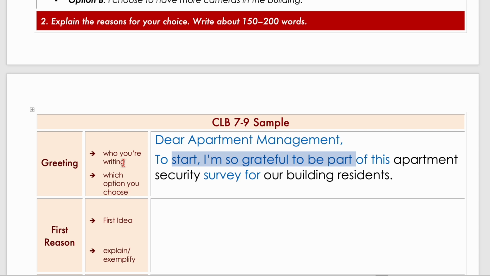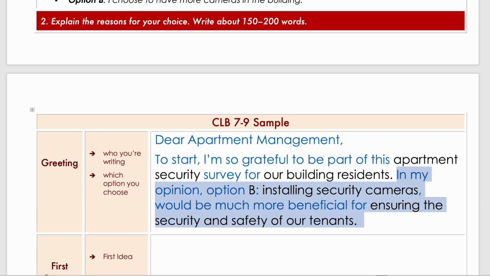Let's get to which option we choose. In my opinion, option B, installing security cameras, would be much more beneficial for ensuring the security and safety of our tenants.